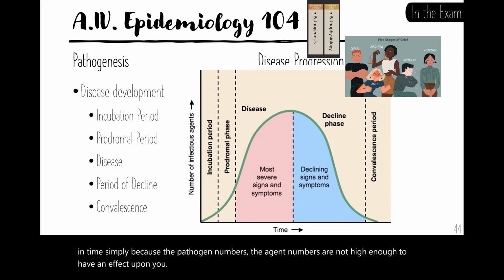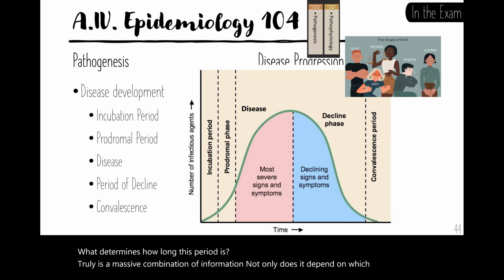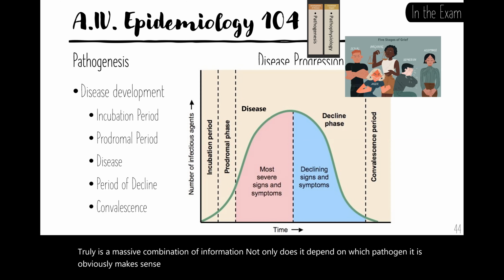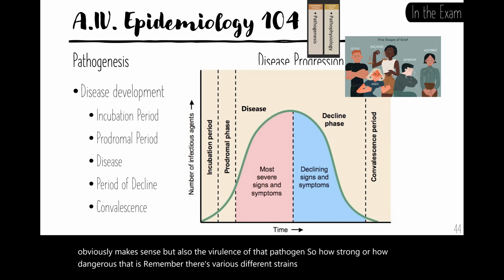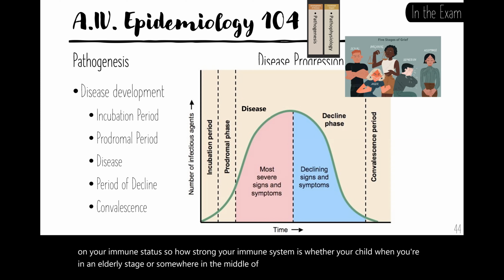Now, what determines how long this period is truly is a massive combination of information. Not only does it depend on which pathogen it is, obviously, it makes sense, but also the virulence of that pathogen. So how strong or how dangerous that is. Remember, there's various different strains of a pathogen, right? But it also depends on your immune status. So how strong your immune system is, whether you're a child, whether you're in an elderly stage, or somewhere in the middle of your life, also will change how long that incubation period takes place.